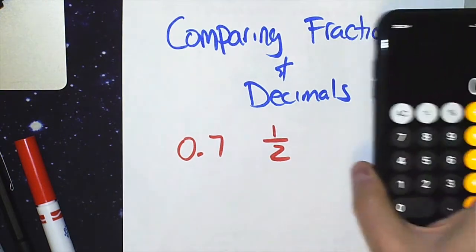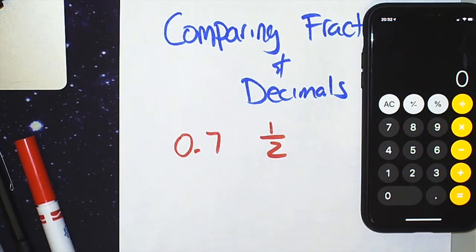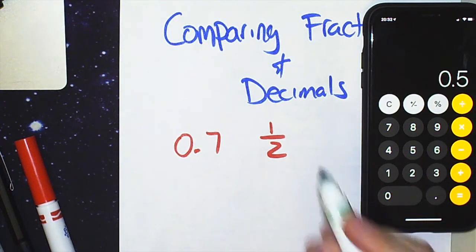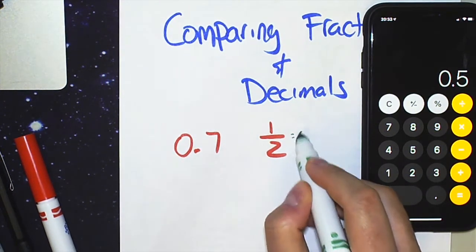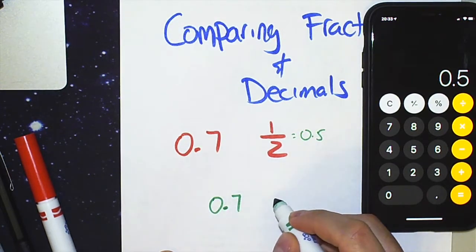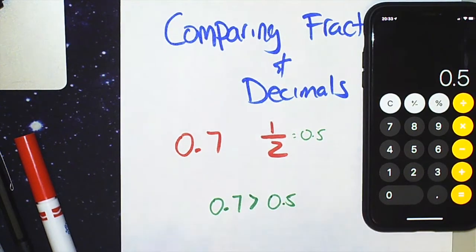What you would do is you have to take the fraction, turn it into a decimal. So this one here, you take the fraction 1 divided by 2. That equals 0.5. So since this equals 0.5, the question becomes, which is larger, 0.7 or 0.5? So you know that 0.7 is larger.